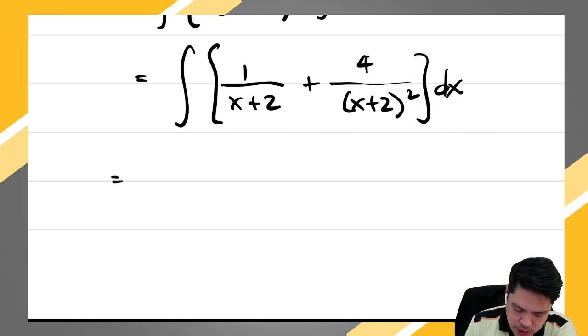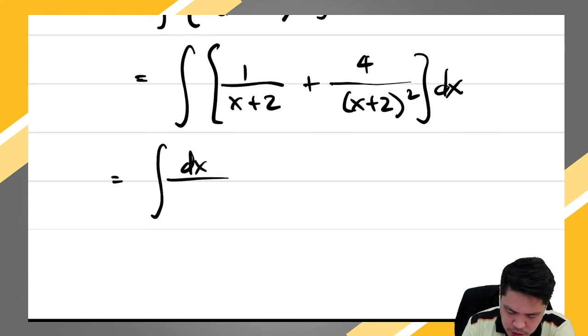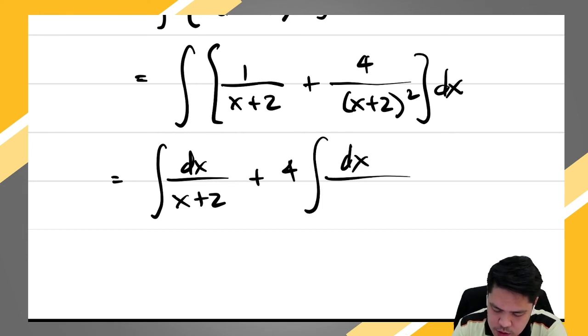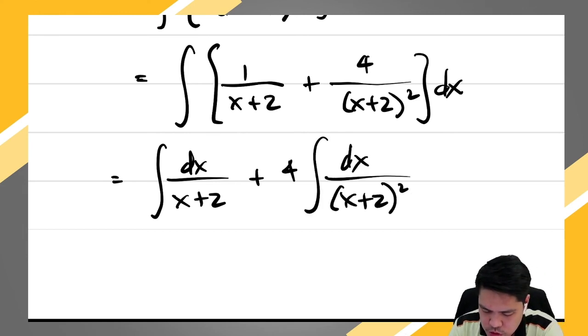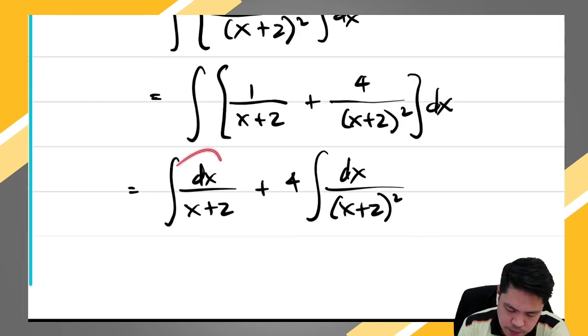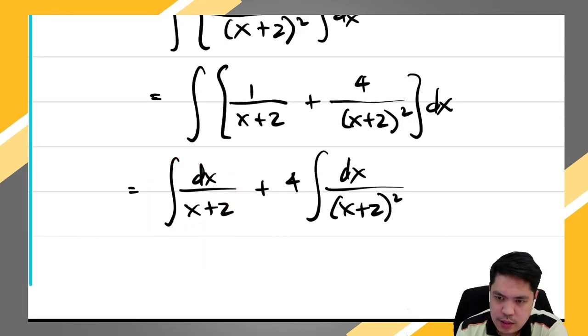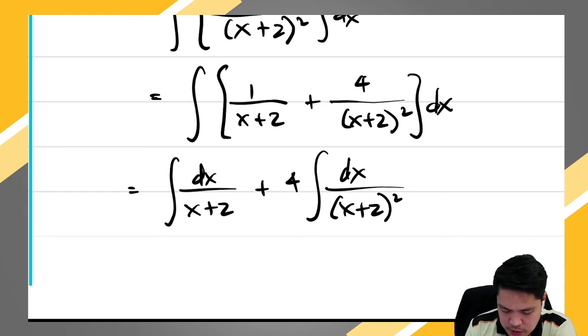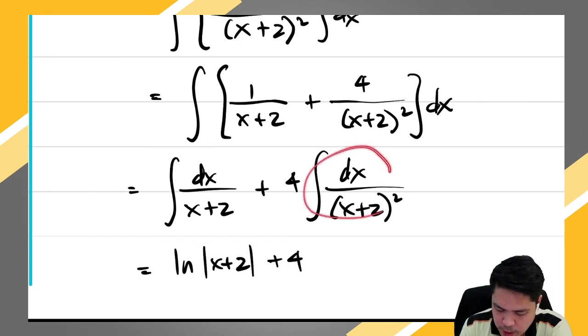So from here, pwede tayong mag-solve, diba? Because this will become the integral of dx over x plus 2 plus 4 times integral of dx over x plus 2 squared. So the first term is an ln integral, diba? Because if this is u, du is simply dx. So this is integral of du over u. So the integral of du over u is ln u.